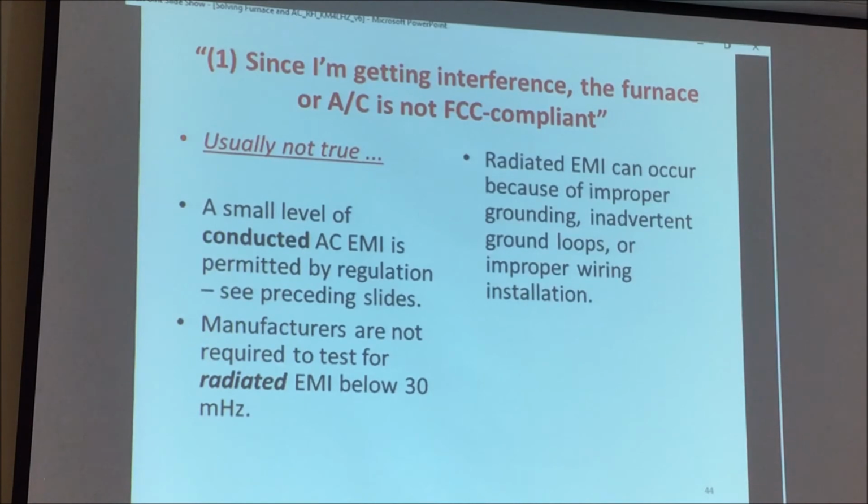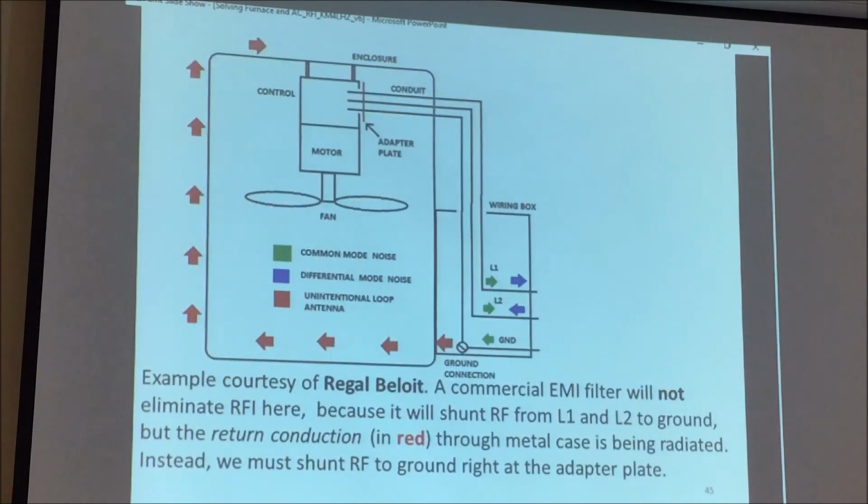And radiated EMI can occur because of improper grounding, inadvertent ground loops, or improper wiring installation, which was partially the cause in my case. This is an example that was sent to me by this extremely good engineer, Rigo Bellois. He said he was confronted with this problem and tried an EMI filter, which are heavily advertised, and it didn't work at all because it shunted the RF from L1 to L2 to ground, but the return conduction was through the metal case and was being radiated.